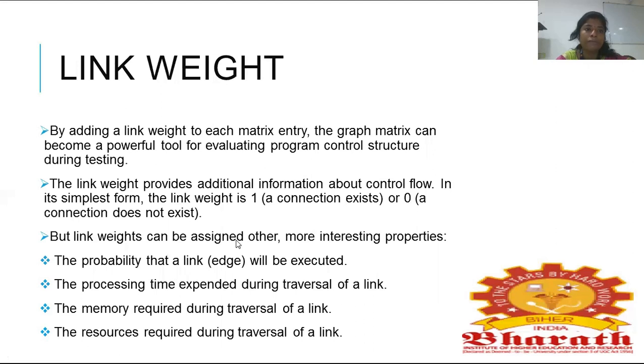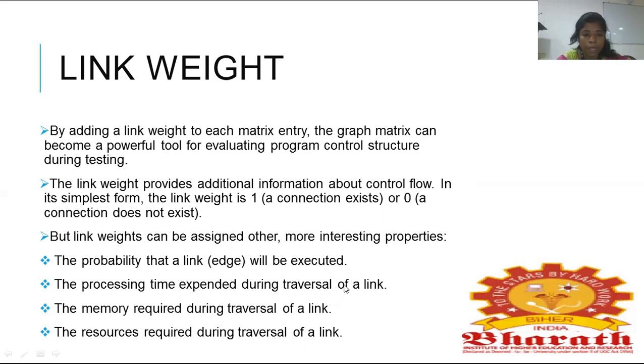Next, link weight. How am I going to calculate my link weight? By adding a link weight to each and every matrix entry, the graph matrix can become a powerful tool. So when I'm adding a weight to my flow graph, my graph matrix will become a powerful tool. The link weight provides additional information about control flow. In the simplest form, the link weight is 1 or 0. If the connection is present, it is 1, otherwise it is 0. Then we can assign link weights with interesting properties. The first property is the probability that the link edge will be executed. The processing time expended during traversal of a link. The memory required during traversal of a link.